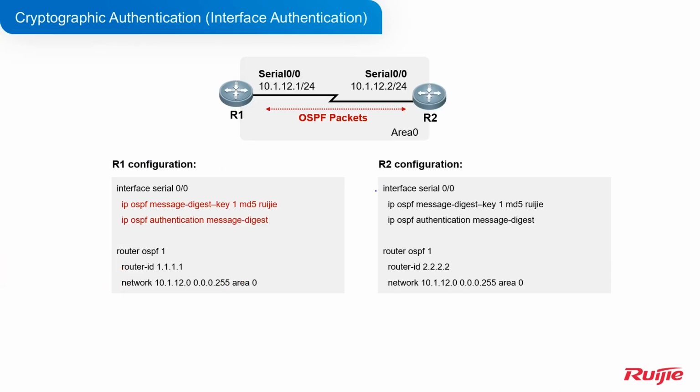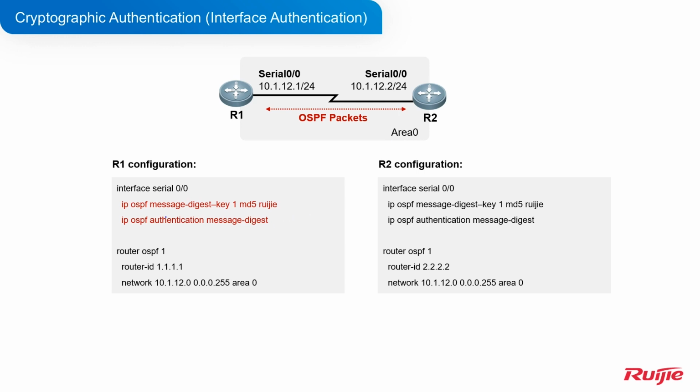So next, let's see the example for the cryptographic authentication. First is the interface authentication. And here R1 and R2 want to build the neighbor relationship between each other. So we have to keep the authentication type the same. So here we have to enable the function on two routers. Of course, we have to set the same password information on two routers.